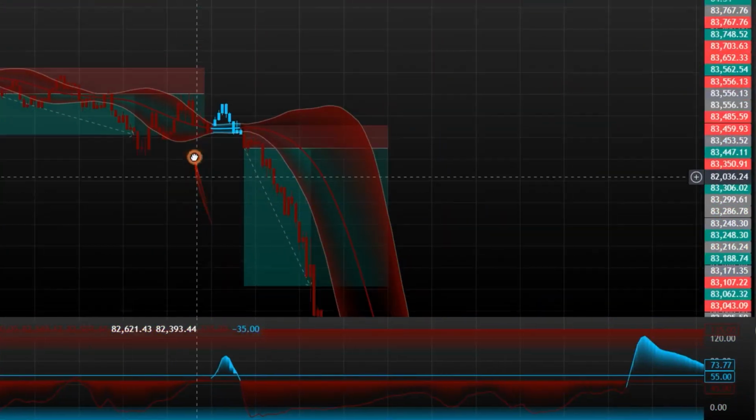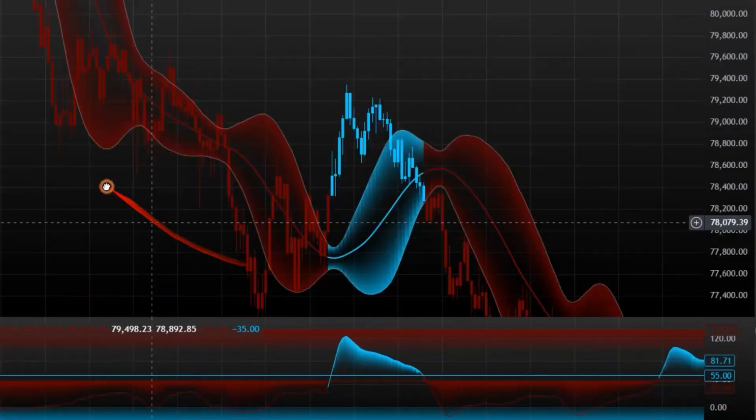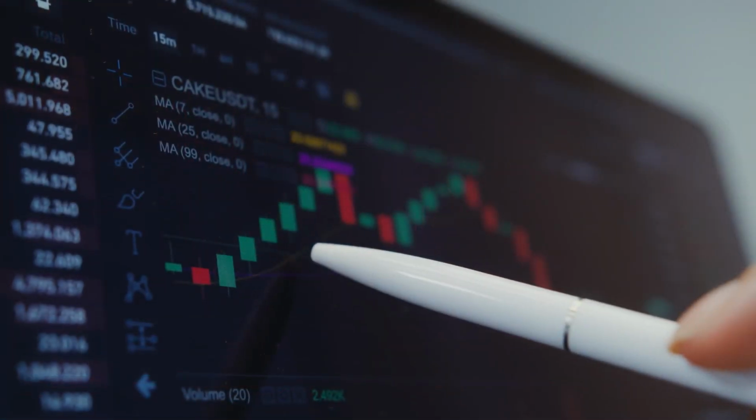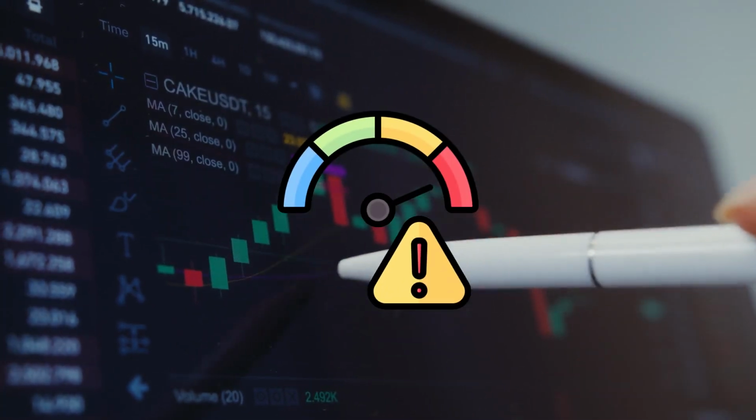This strategy is incredibly simple, but its accuracy is very high. However, don't forget that no strategy is 100% foolproof, and you should always practice proper risk management.